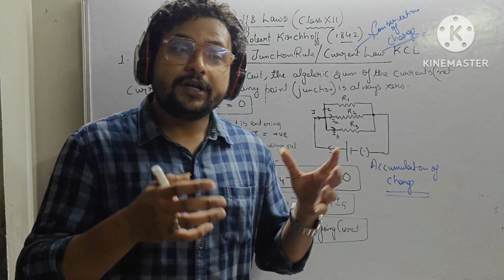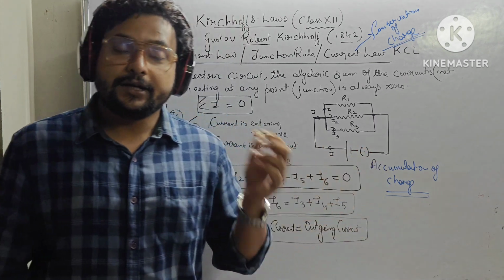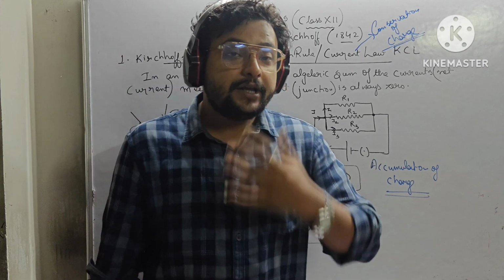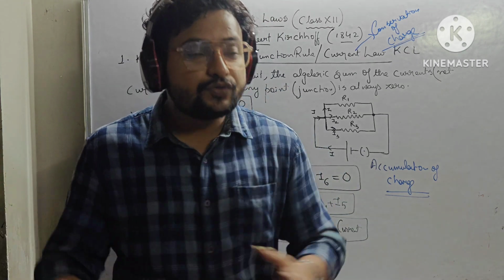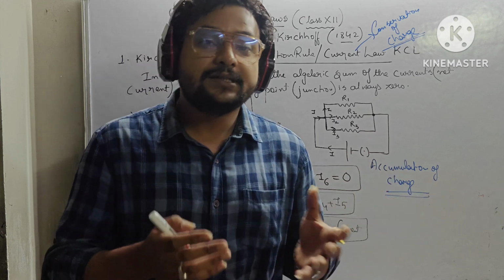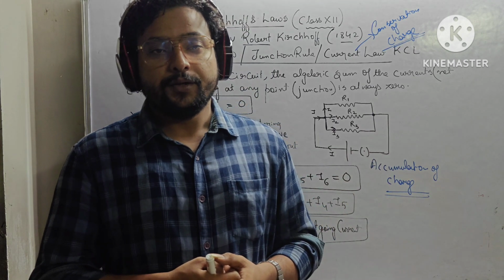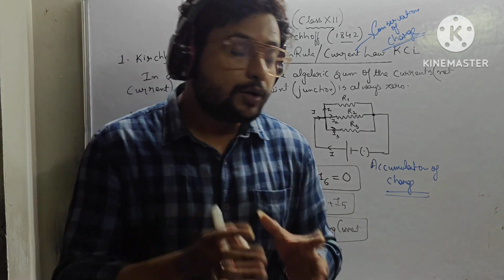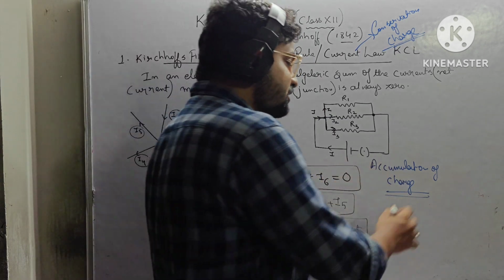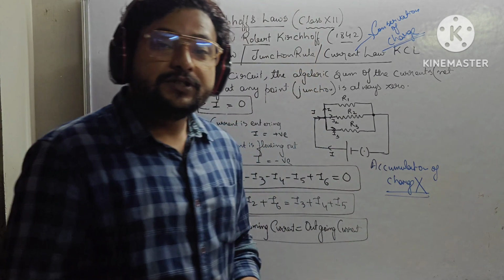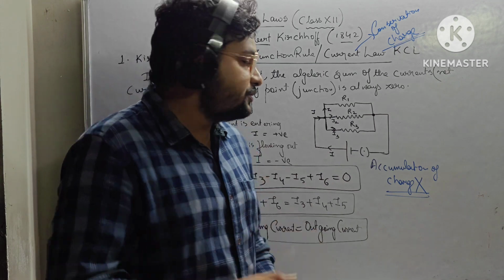Because whenever current is flowing through any conductor, we cannot store the charge at one place. Charge has to flow through the conductor, otherwise the circuit is going to stop working. So that's why accumulation of charge is not possible. Accumulation of charge at any junction is not possible.